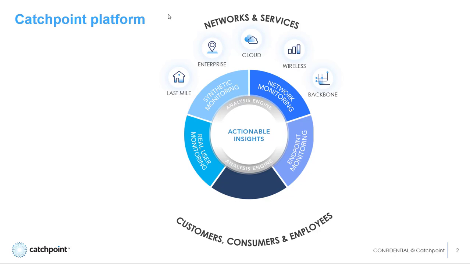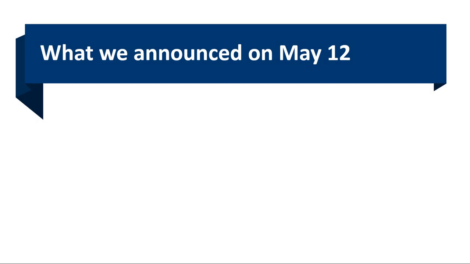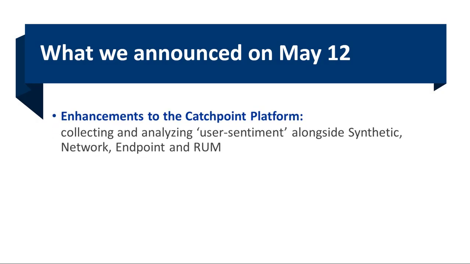Most recently, the push has been to understand what the actual end user experience is. And these telemetry points are from the actual user's browsers and device. Well, there's a new kid on the block that's shaking things up a bit, and that's called user sentiment. To address this new approach, on May 12th, Catchpoint announced the addition of a user sentiment telemetry solution. This will augment our synthetic, network, endpoint, and RUM solutions and will be commercially available in this summer's timeframe.